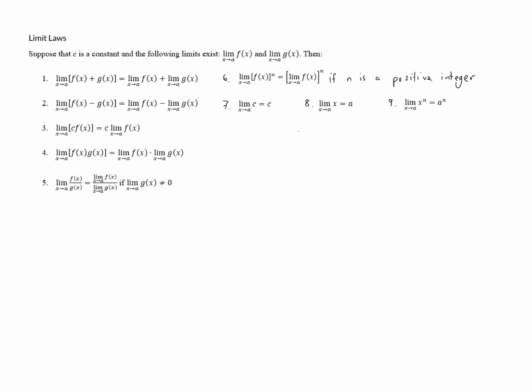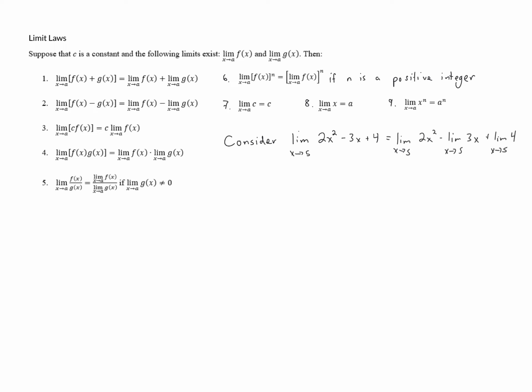Let's do an example together. Let's consider the limit as x approaches 5 of 2x squared minus 3x plus 4. Now, here we have rules that say that if we have the limits of sums and differences, we can split it up and take the sums and differences of the limits. So we can instead write this as the limit as x approaches 5 of 2x squared minus the limit as x approaches 5 of 3x, and then plus the limit as x approaches 5 of 4.